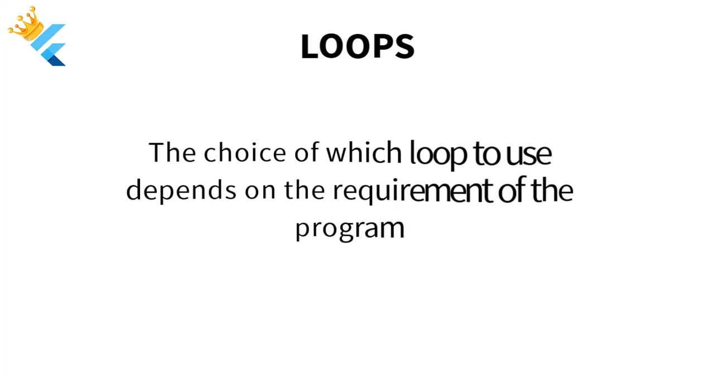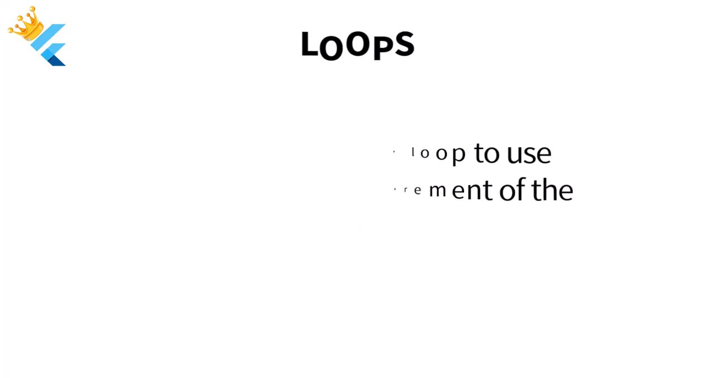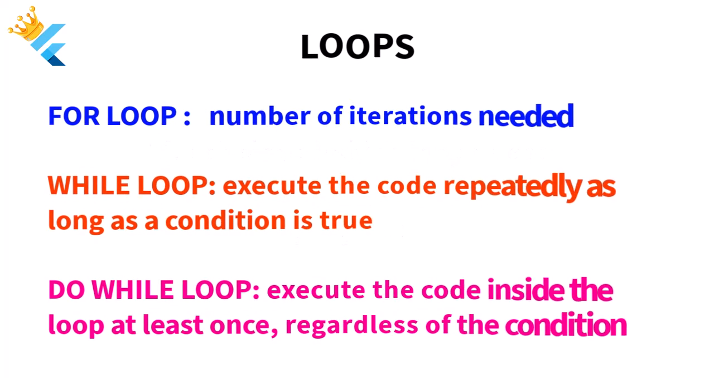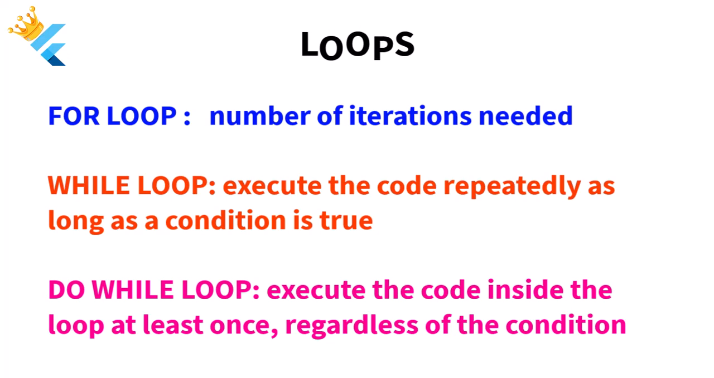So in conclusion, the choice of which loop to use depends on the requirement of the program or your code. If you know the exact number of iterations needed, the for loop is a good choice. If you want to execute the code repeatedly as long as a condition is true, use a while loop. And if you need to execute the code inside the loop at least once, use a do-while loop.